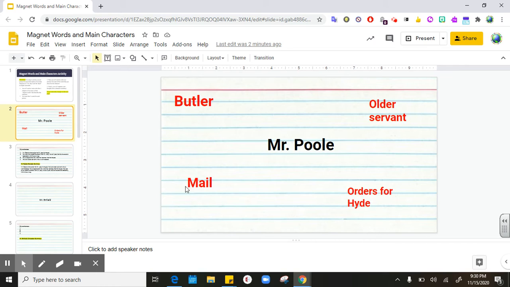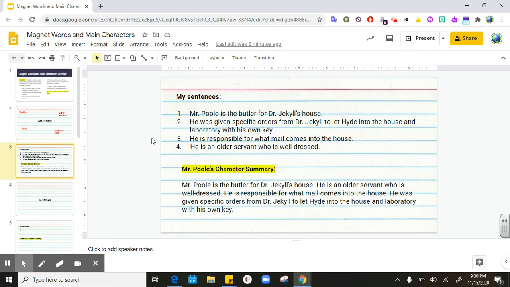I took these words and phrases that I collected about Mr. Poole, and I created my own sentences. The first one, I said, Mr. Poole is the butler for Dr. Jekyll's house. He was given specific orders from Dr. Jekyll to let Hyde into the house and laboratory with his own key. He is responsible for what mail comes into the house. That was from the word I put, mail. He is an older servant who is well dressed. That was the description about him from chapter 1.